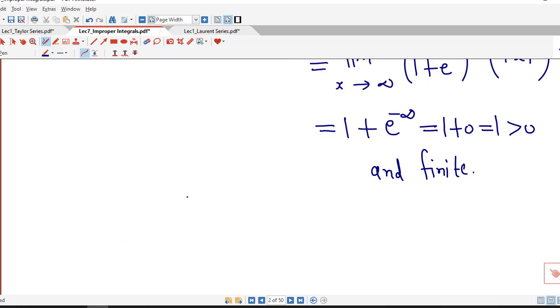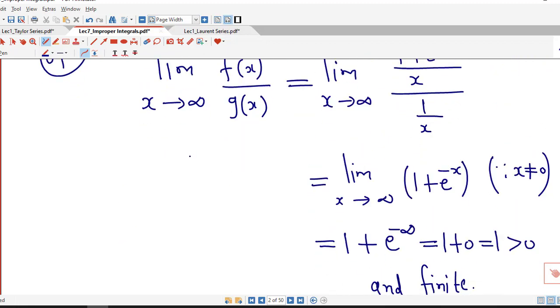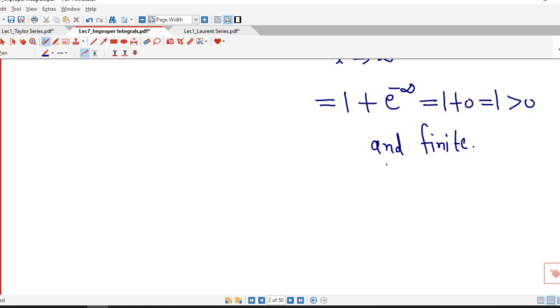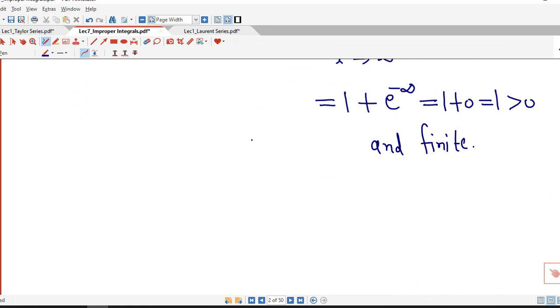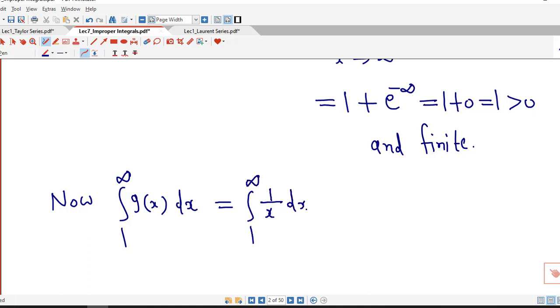and we know that if the limit of f(x) over g(x) as x tends to infinity is positive and finite, then by the limit comparison test, if the integral of g(x) is convergent, the integral of f(x) is convergent, and if the integral of g(x) is divergent, the integral of f(x) is divergent. But here the integral from 1 to infinity of g(x), which is nothing but 1 by x, is divergent, okay, because the power of x is 1 here.